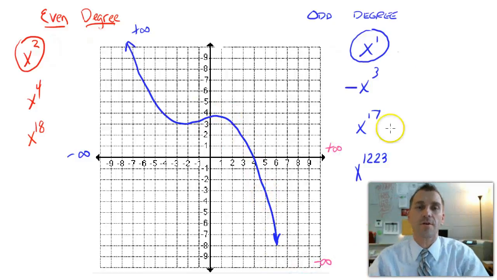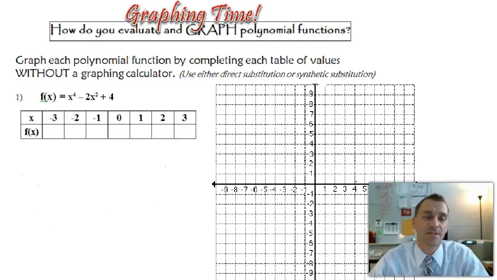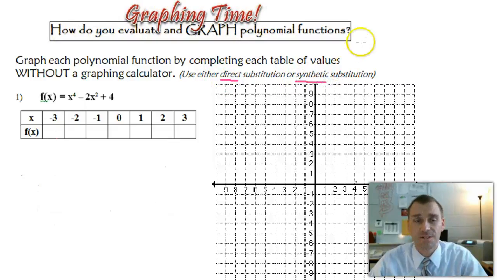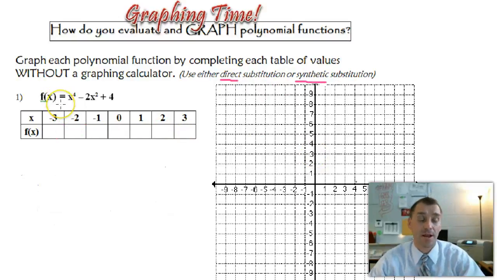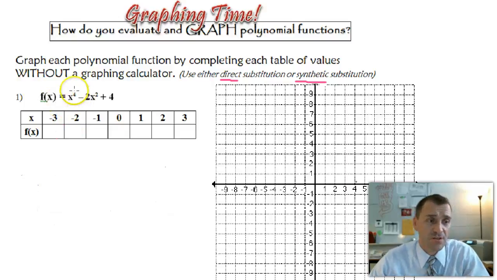But all of this pulled together lets us start graphing these things. So on your graphic organizer, it's graphing time. We're going to graph these polynomial functions, and notice it says either by using direct or synthetic substitution. It doesn't matter which one, but we're going to use either one to fill out this chart and then plot those points over here on the coordinate plane. That's the general idea, and here's the scoop: this particular one that we're going to graph is a 4th power. It's a degree of 4. It's a quartic.